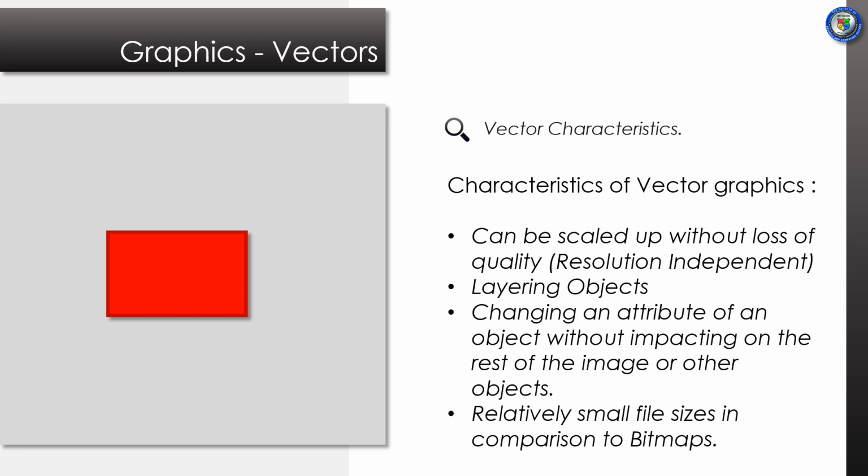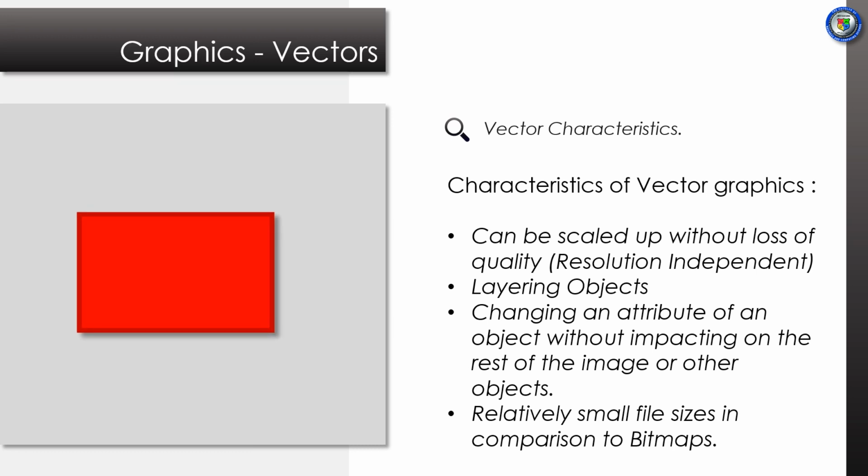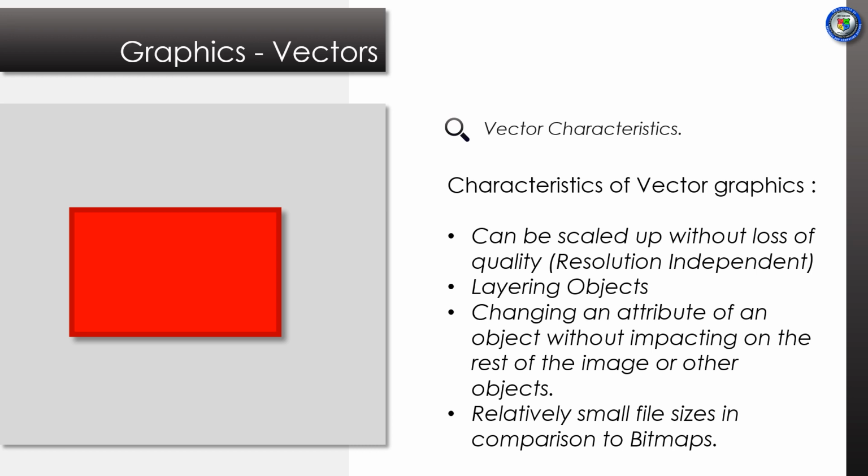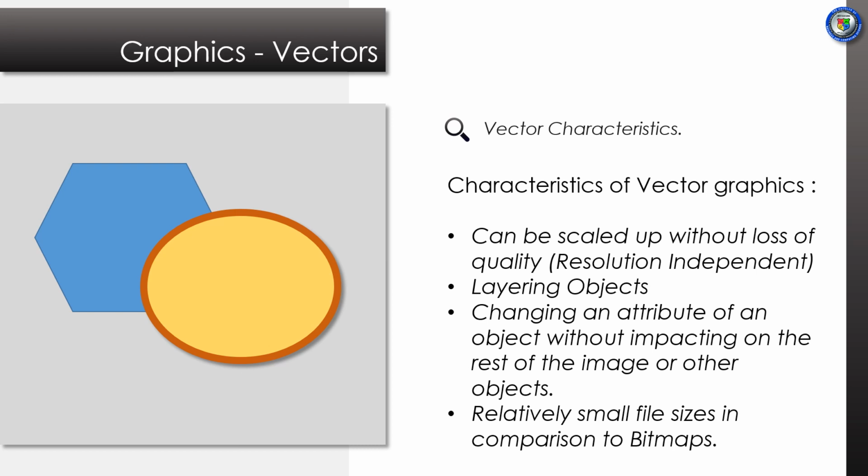Vectors have certain characteristics. They can be scaled up without loss of quality. That means they're resolution independent. We can layer objects on top of each other. We can also change an attribute of an object without impacting on the rest of the image or the other objects in the image. And they are relatively small in file size in comparison to bitmaps.